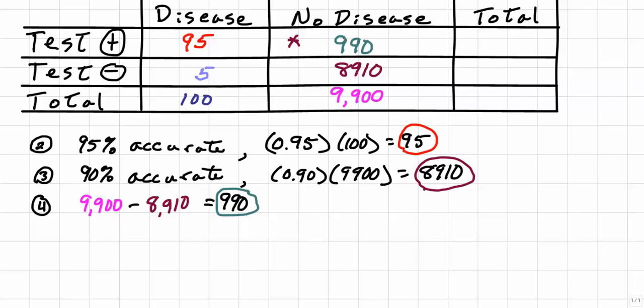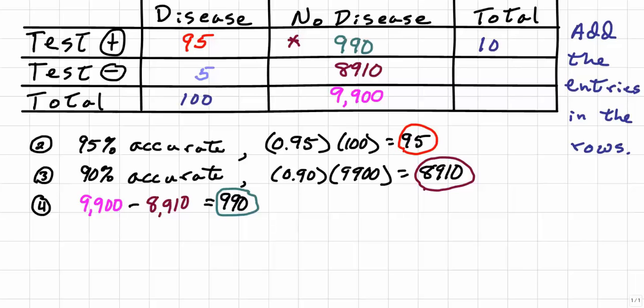Now what I want to do is add across. I'm sorry, I said columns, and it should be add the entries in the rows. So the 95 plus 990 is going to give me 1,085. And then I'm going to have 5 plus 8,910, and that's 8,915. And then if I add 1,085 and 8,915, I will get the original 10,000 that I assumed to be my sample size.